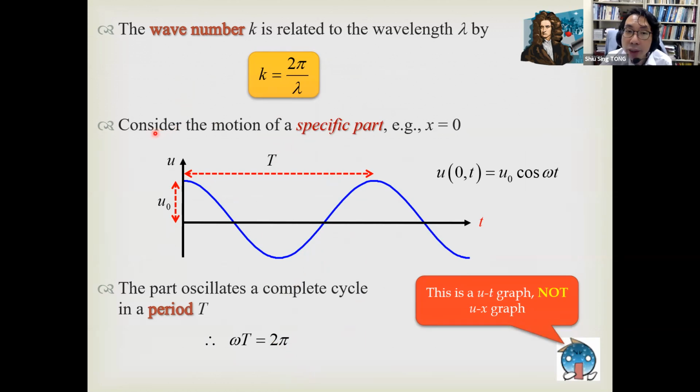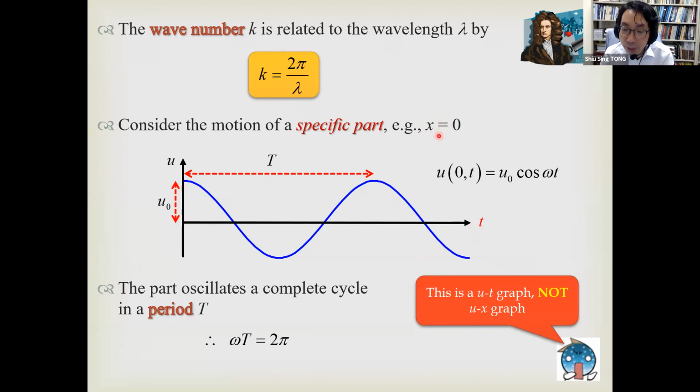Now then, we consider a motion in a specific part. What's the meaning of that? We look at a particular point on the wave at different times, okay? So for example, we look at the position x equal to 0. We look at that particular position, but we plot the disturbance u against the time t at x equal to 0 for different time t, okay? And see how u varies with time.